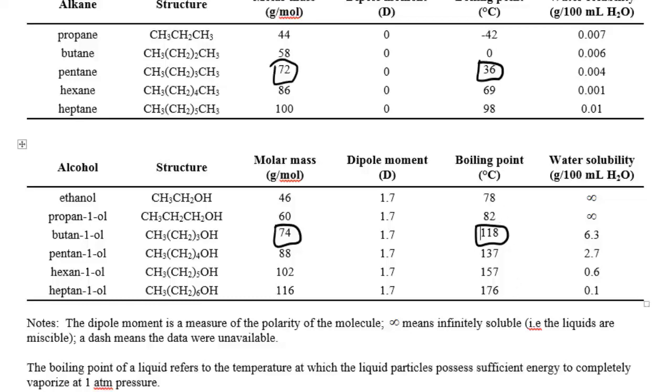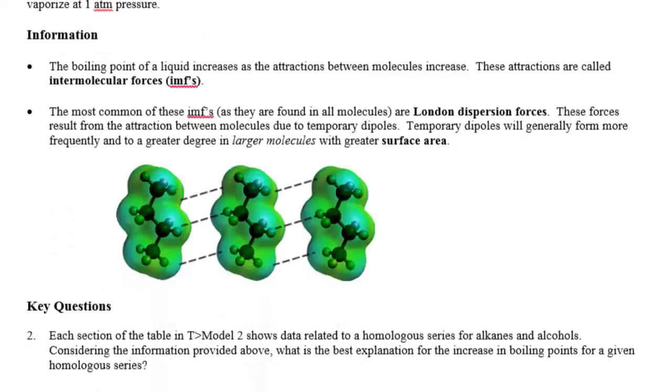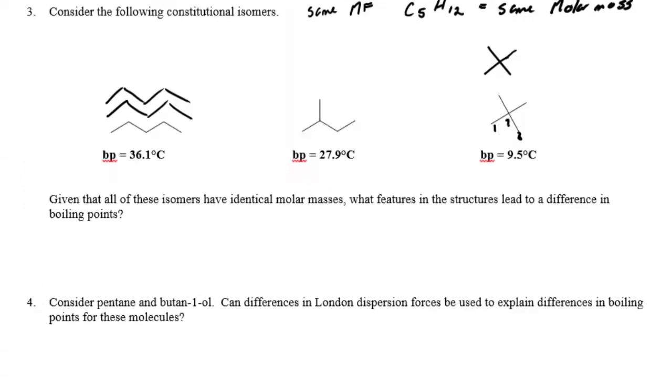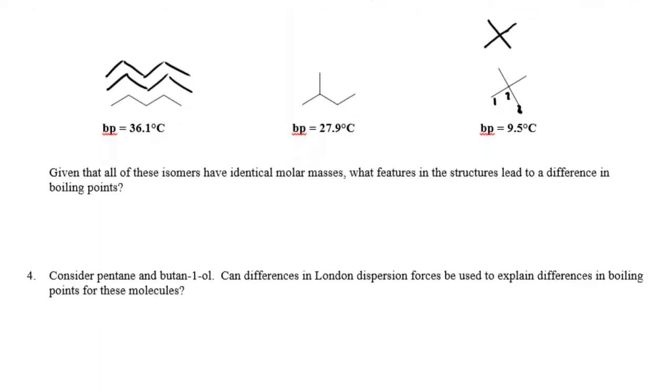And so back to the particular question here. Question number 4, it says, consider pentane and butan-1-ol. Can the differences in London dispersion force be used to explain the differences in boiling points for these molecules? The answer is simply no. However, of course, we need to go a little deeper, and that will be the topic of part 3 of Chem Activity number 5, where we'll investigate dipole-dipole forces and hydrogen bonding.